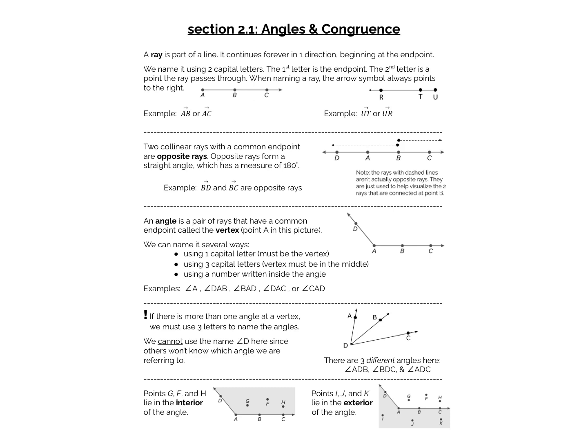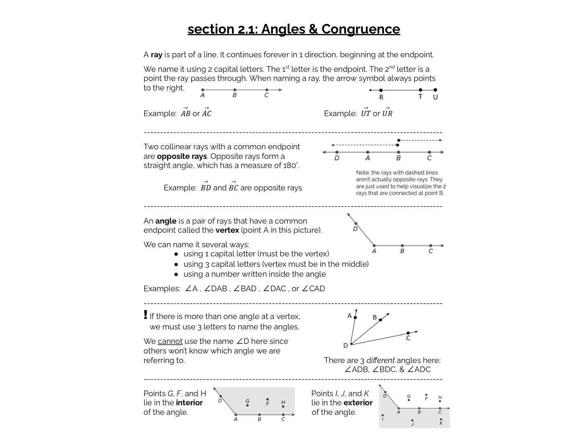The ray on the right with points R, T, and U, we can call that ray UT or ray UR. Again, it doesn't matter what direction it's facing, the arrow above the rays will always point to the right.